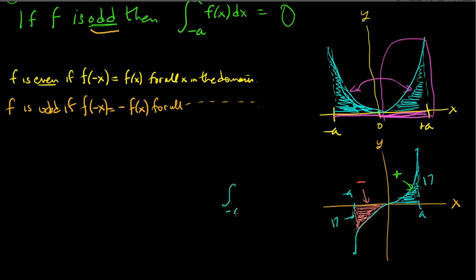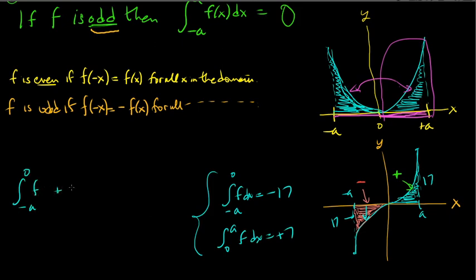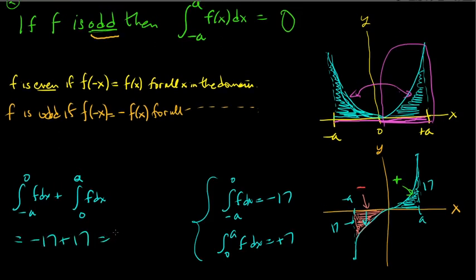But the definite integral from negative a to 0 of whatever this function is will be negative 17 because it's, again, below the axis. The height of the rectangle would be negative. But if you're going from 0 to positive a of the same function, you get positive 17. So when you combine them, you just get negative 17 plus 17, which of course is 0. So that's why this equals 0 up here.